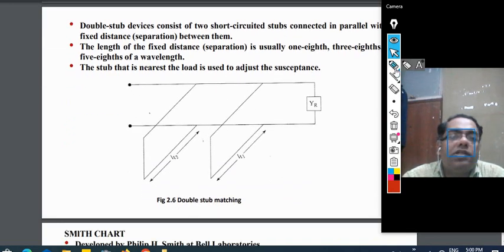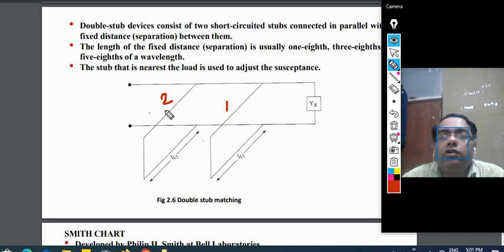Now in this double stub matching, you see these are the two stubs which are connected. The position of the two stubs is fixed, it does not change. For matching different loads to the transmission line, we need not change the position of the stubs. The stubs remain fixed in their place, only the length has to be changed. Length only we can change of both the stubs and it is sufficient. Generally the distance between two stubs is fixed.